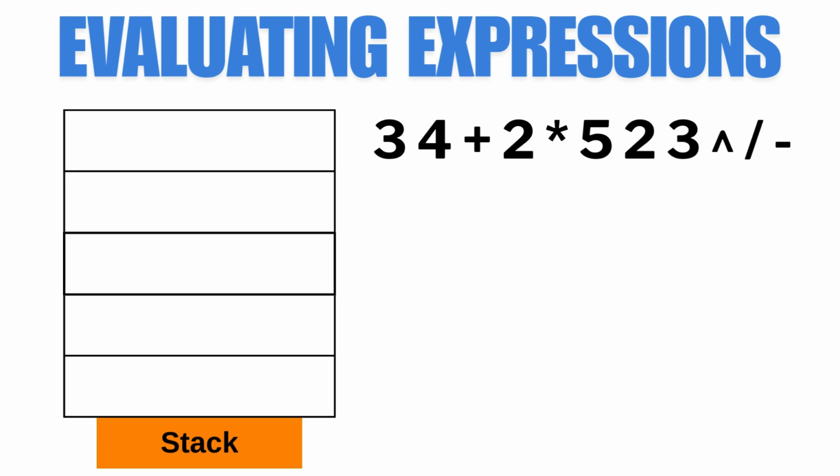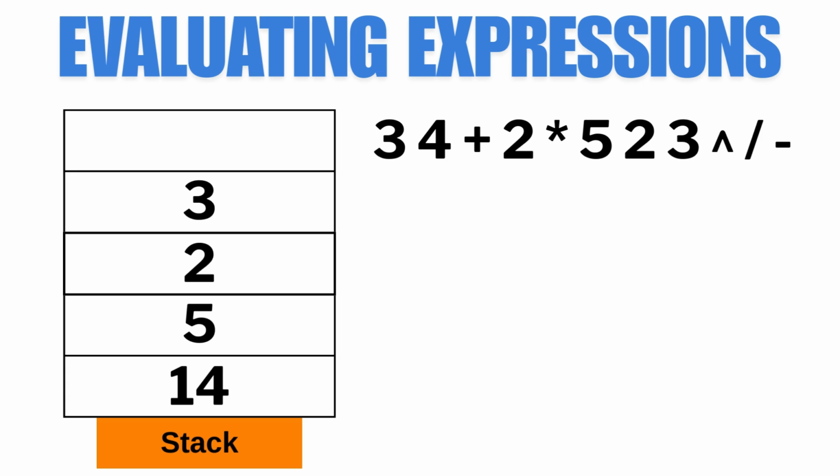The first item is 3, so we push it to the stack. The next item is 4, so we push it to the stack. The next item is the plus operator. So we pop 2 items from the stack and add them. The second number to be popped is taken as the first digit. After addition, we push the result back to the stack. The next item is 2, so we push it to the stack. When the multiplication operator is read, we pop 2 elements from the stack, multiply them, and push the result back to the stack. The next 3 items are all numbers, so we push them into the stack.